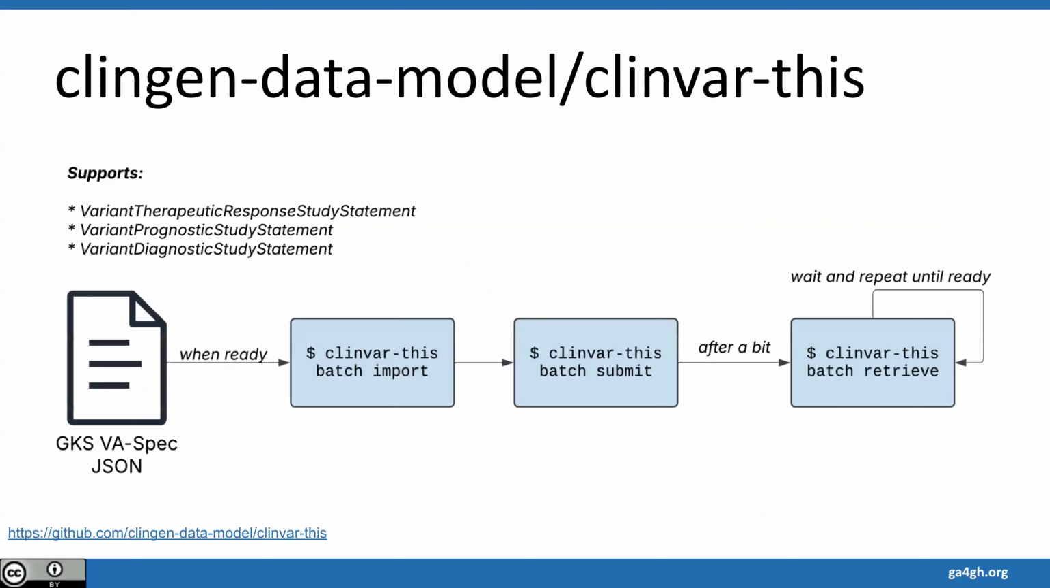Next slide. So our workflow is a bit simplified for now, just because again, we're focused on new submissions to ClinVar. So really just given a GKS VA spec JSON file containing the AMP-ASCO-CAP community profiles, we can import our batch, submit the batch, and then retrieve the status of the submission.